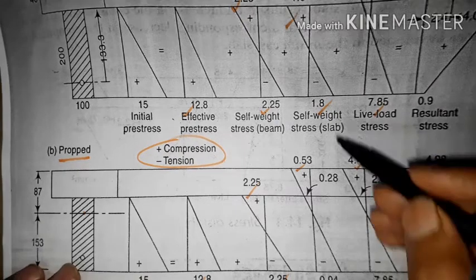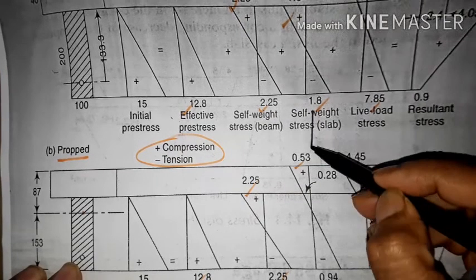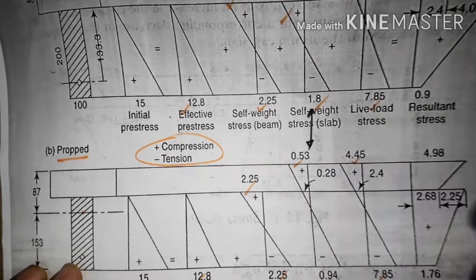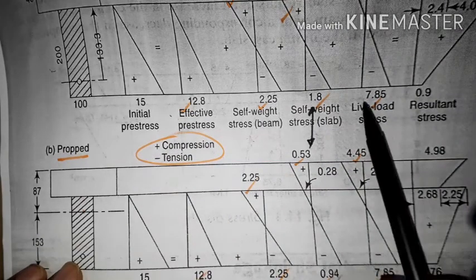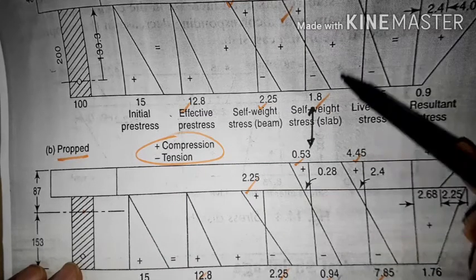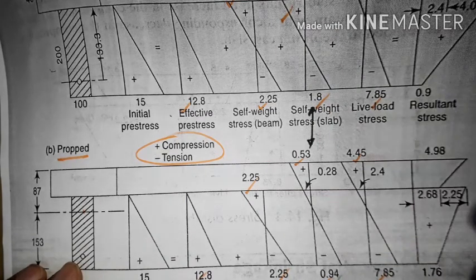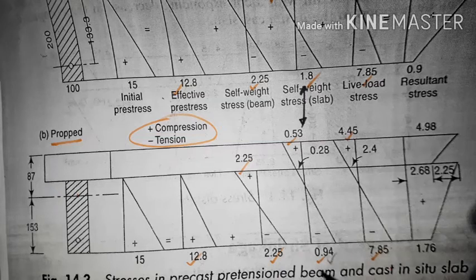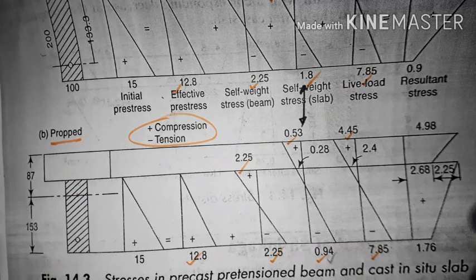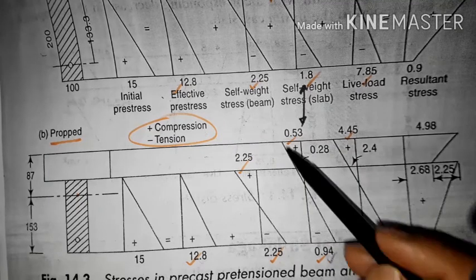See, what is the change here? Only this is a change. You can observe only this is a change. For the unpropped condition, when you calculate the stresses due to self-weight, you have to use the properties of only the precast section. But when you consider the propped condition, you have to use the properties of the composite section, not the precast section. Understood? So because of that, we can see the difference in the stress distribution.